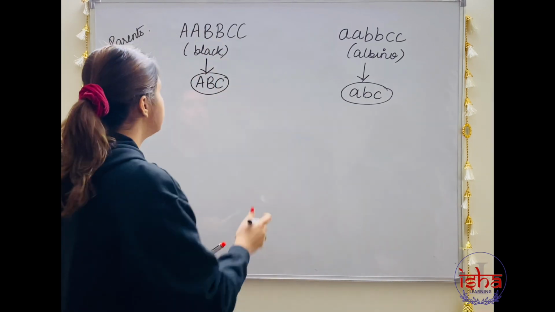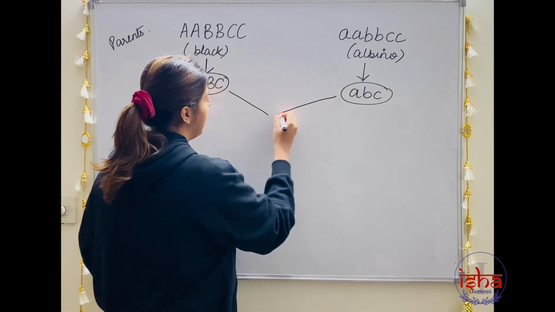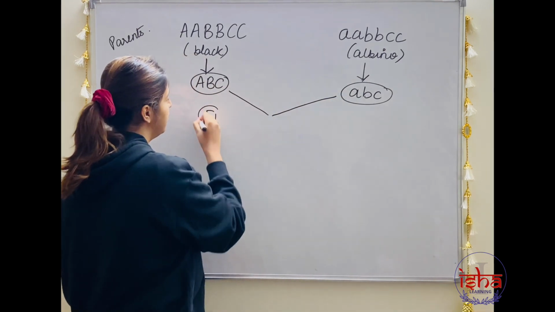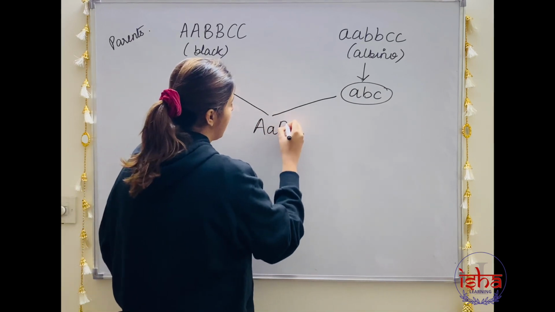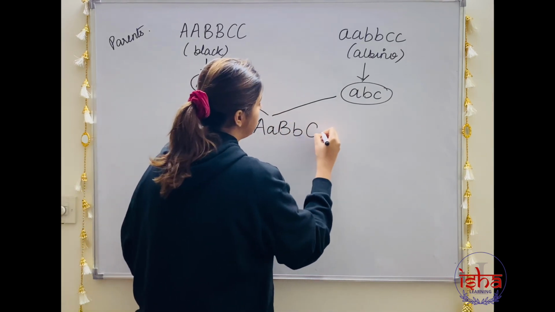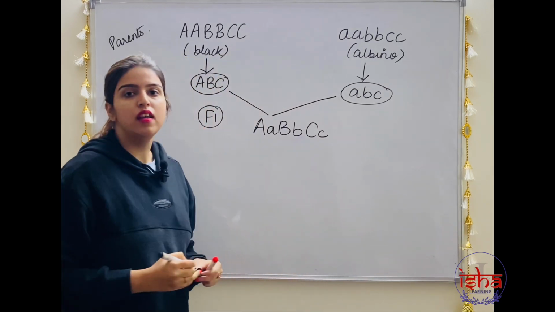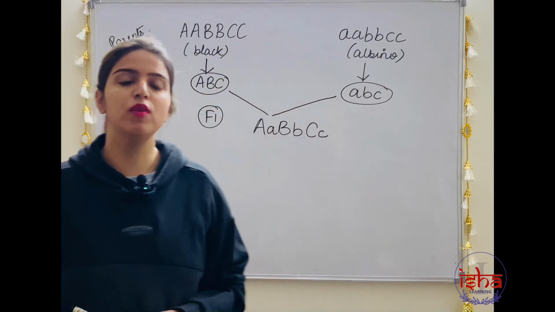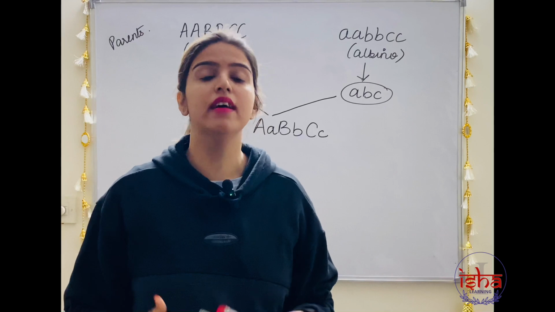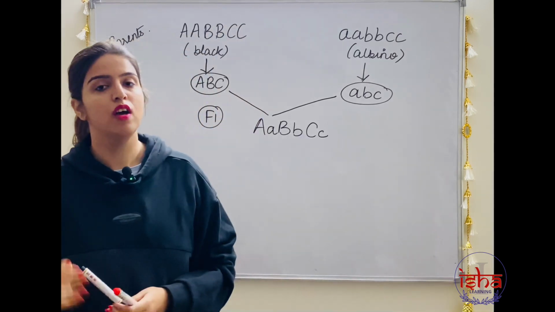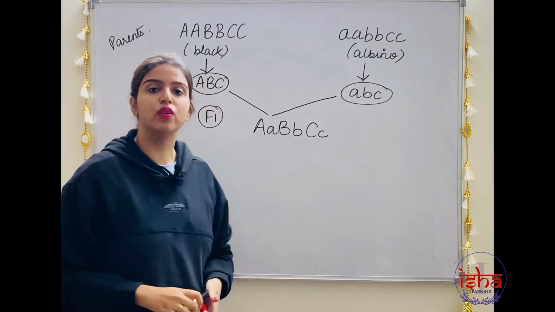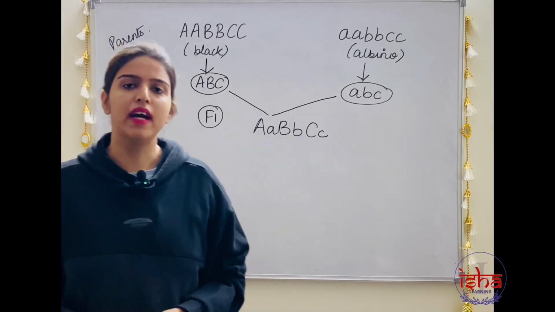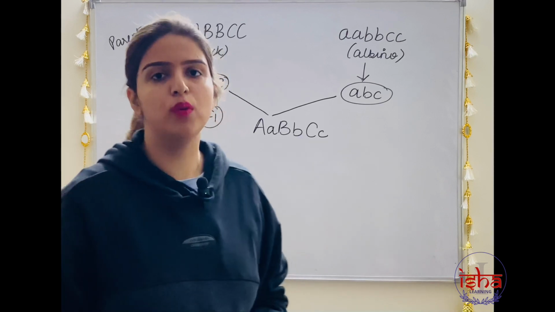Now what we do is we perform a cross, and in the F1 generation, the genotype obtained will be capital A small a, capital B small b, capital C small c. Now in the next step, what we do is we perform a cross between the F1 offsprings. But for that, we need to make the gametes from this given genotype. So this is our aim. I'll give you a very simple way of doing it.